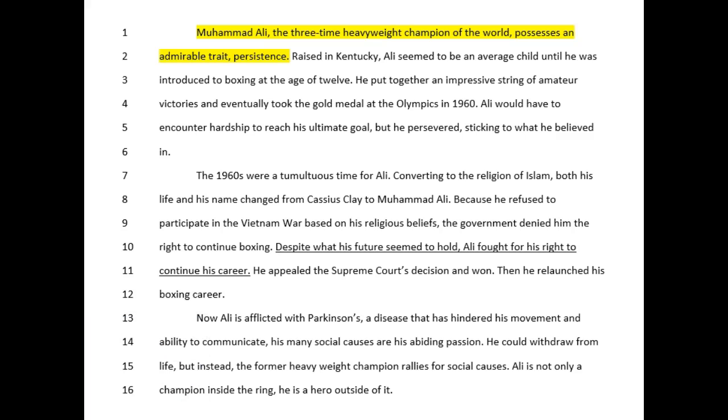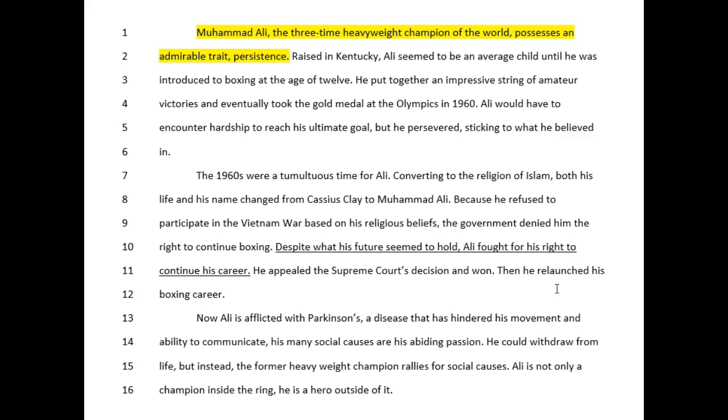My thesis statement is the first sentence of the paragraph. Muhammad Ali, the three-time heavyweight champion of the world, possesses an admirable trait: persistence. If we can call attention to the second paragraph, you'll see that I've underlined a major supporting idea. Despite what his future seemed to hold, Ali fought for his right to continue his career. Again, we want to focus on what the student can do to engage his or her audience.